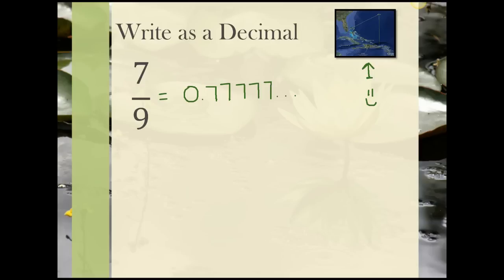When we use bar notation, we put the bar over the digit or digits that repeat. In this case, the digit that is repeating is a 7. Our proper answer is 0.7 with a bar over the top of a 7. Some incorrect answers would be 0.77 with a bar over both of them. There's only one digit in the repeating pattern, so there should only be one digit under the bar.